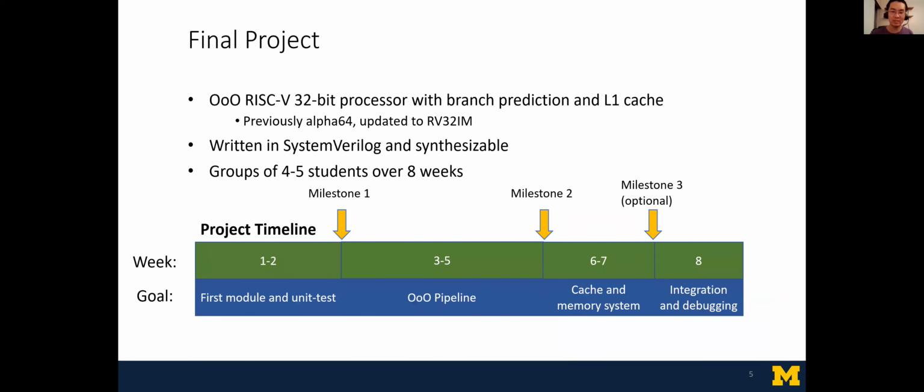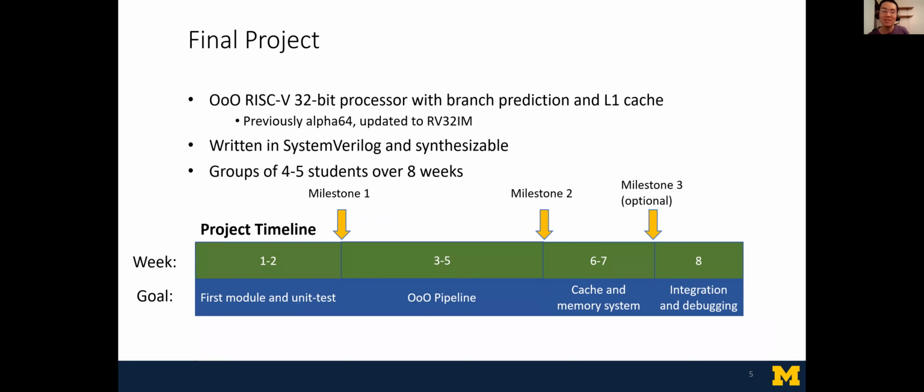For the final project, which is the biggest highlight of this class, by the way, we'll have students develop a 32-bit RISC-V out-of-order core. The class previously used Alpha 64 instead of RISC-V, but that has gotten quite a bit of age, so we updated everything to use RISC-V, and we'll talk more about the benefits of that. The design will be written in SystemVerilog and has to be synthesizable. Students will work in groups of 4 to 5 over 8 weeks with 3 milestones.